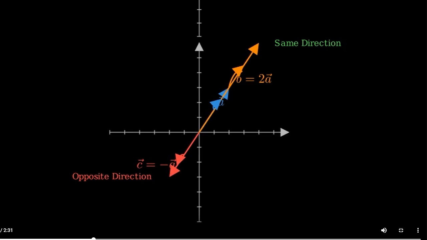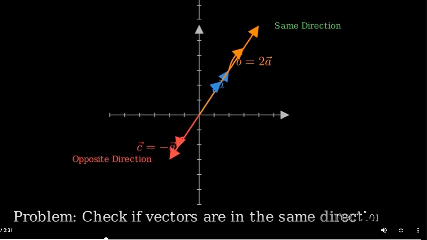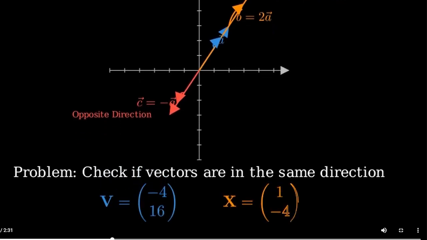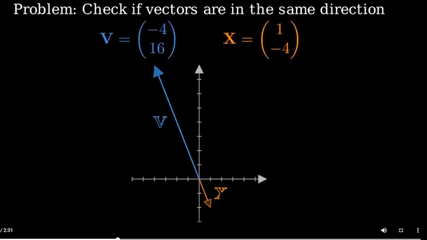Now, let's solve a specific example. We're given two vectors, vector v which equals -4 in the x direction and +16 in the y direction, and vector x which equals 1 in the x direction and -4 in the y direction. We want to check if they point in the same direction.